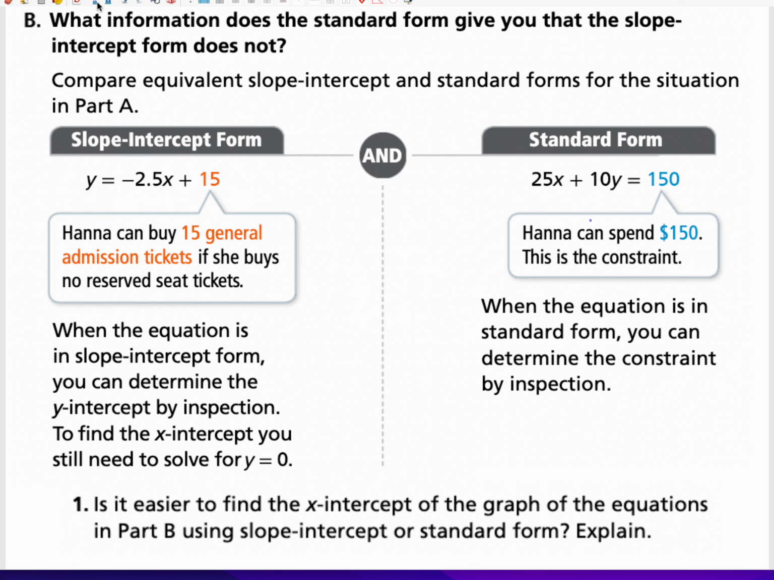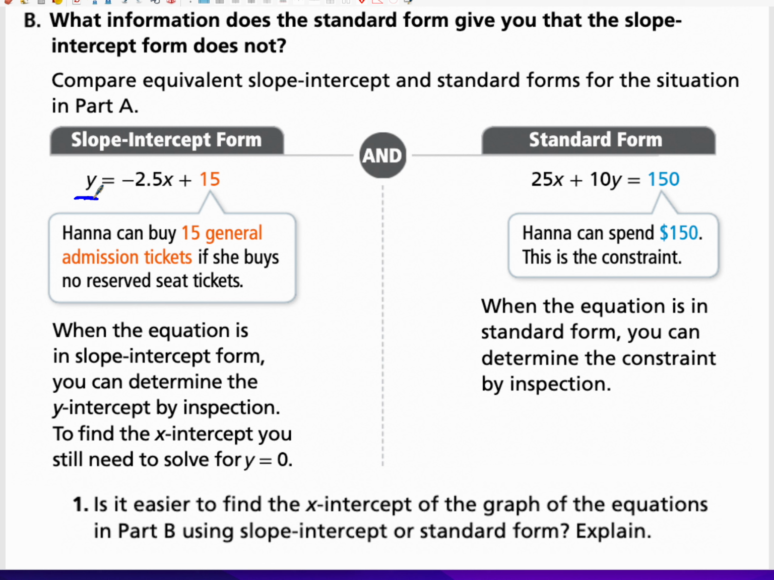What is an advantage of writing a standard form instead of a slope-intercept? Well, the slope-intercept does show us one thing. It shows us that she can buy 15 general admission tickets if she buys no reserve seat tickets. So general admission is y, right? So if I put a 0 in for x, I buy 0 of those tickets, negative 2.5 times 0 takes that away, and I have 15 of those. So it tells me one thing, which is good, but it doesn't tell me everything.